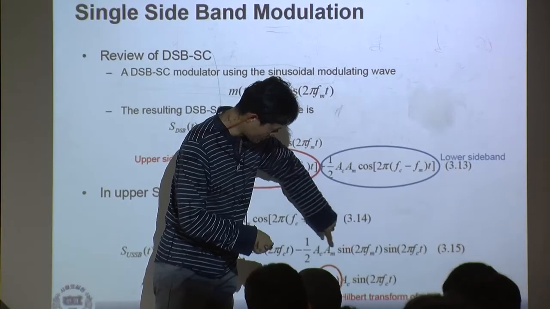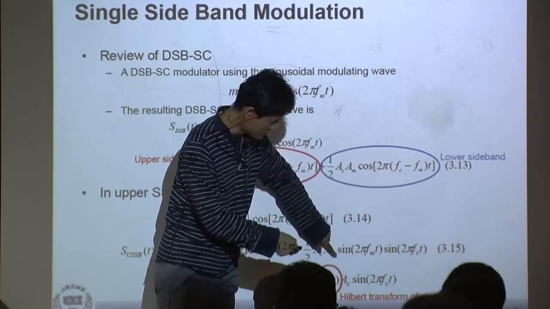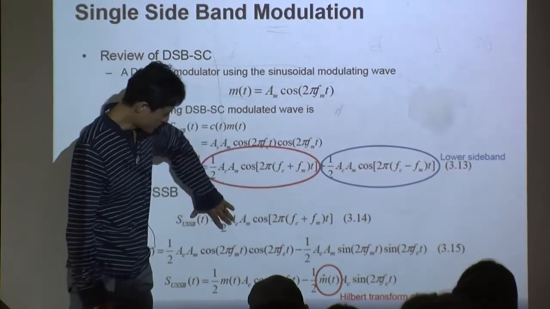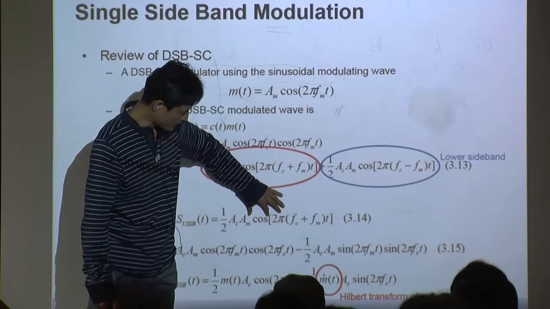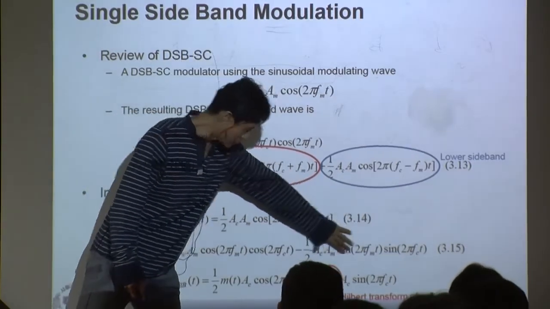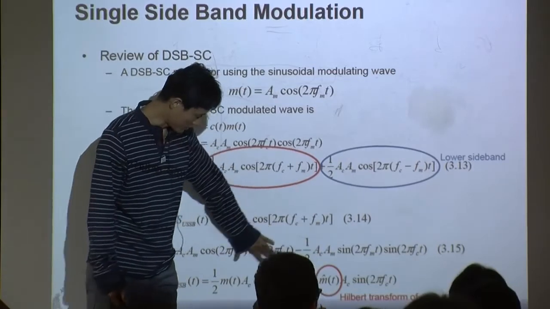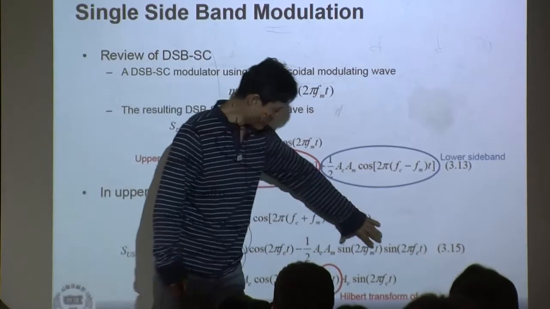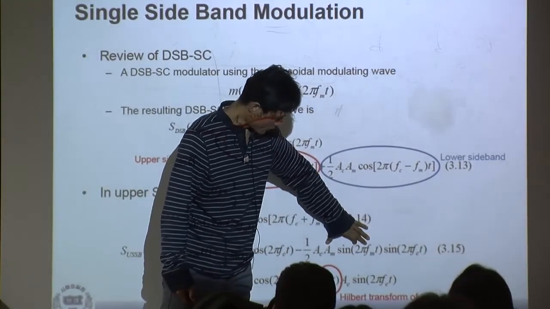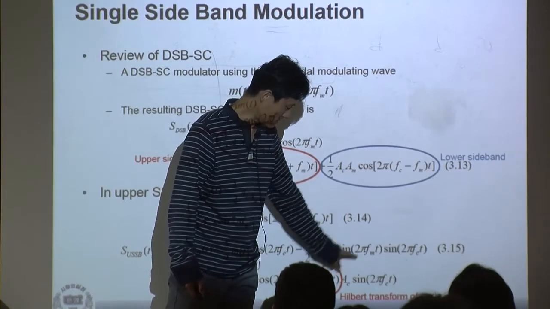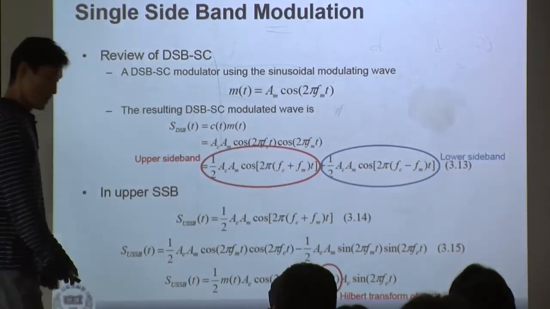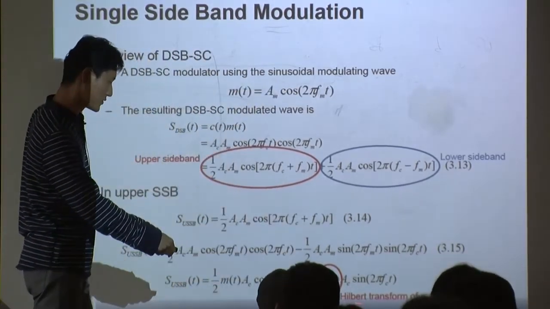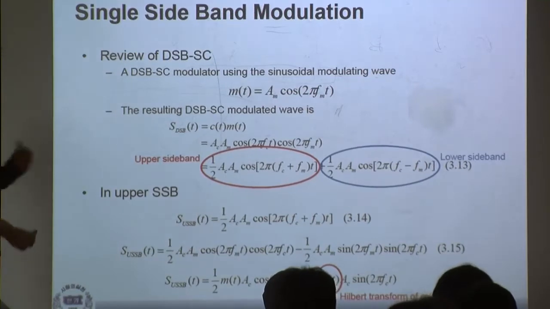Now m hat of t is multiplied by the sine carrier, sine 2 pi FCT. That's what we have here. We take this one and, using the identity, cosine of alpha plus beta is split this way. The cosine times cosine becomes our original DSB signal. The next term, which is AM times sine, we replace with m hat of t multiplied by the sine carrier. What we mainly want to talk about is this part, and you see the Hilbert transform here. We're going to talk about that.